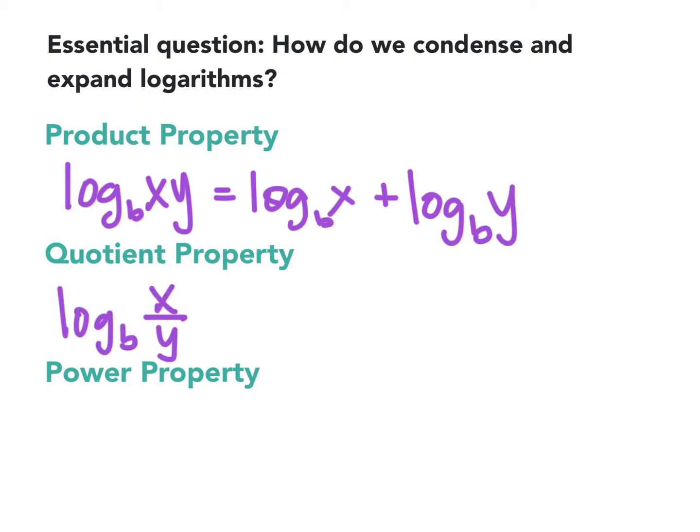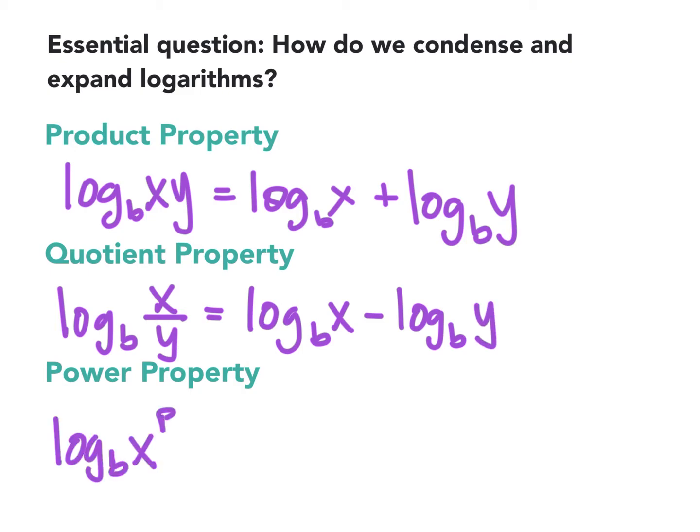Next up is the quotient property, and notice if we can split multiplication into addition, then we can split division into subtraction. Log base b of x minus log base b of y. Lastly, the power property says that if you have log base b of x to a power, then you can just move the power to the front and multiply the log. So again, multiplication becomes addition, division becomes subtraction, and powers become multiplication.